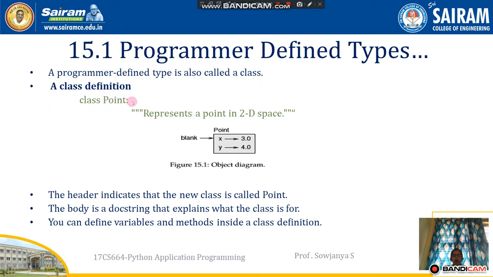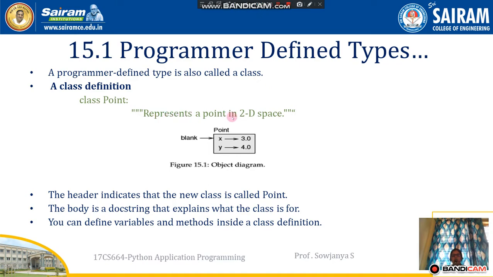That is class Point. Okay. So this is a programmer-defined type. The name of the class is Point, and what does it represent? This is called the header, which indicates the new class called Point, and this is the body, the docstring, which represents why this class is for, what the necessity of this class is.